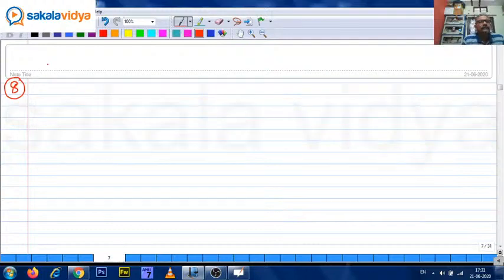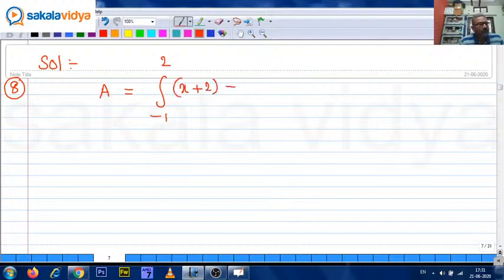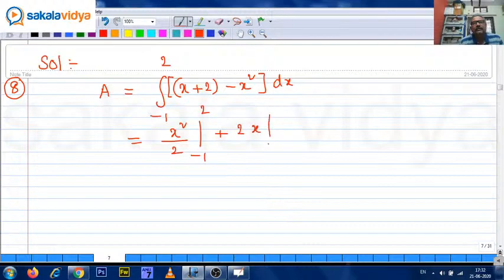So, eighth solution. A equals integral minus 1 to 2, line means how much now? x plus 2 minus x square dx. This is x square upon 2, limits minus 1 to 2, plus 2x, minus x cube by 3. Sorry, limits minus 1 to 2.